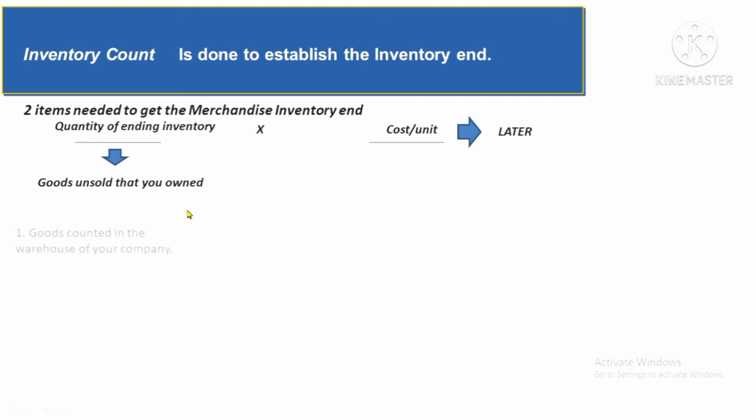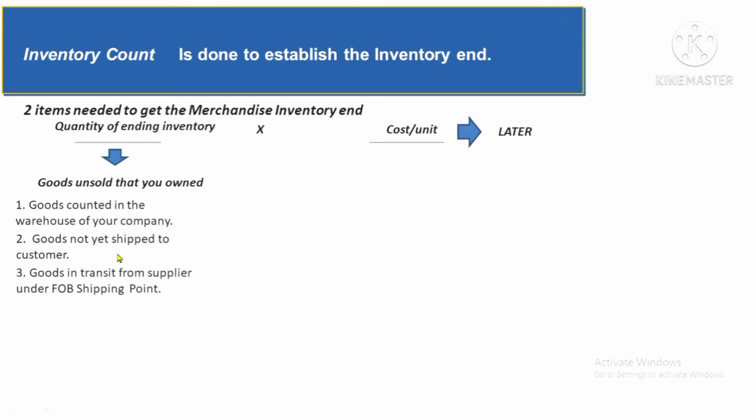Number 1, we have the goods that are counted in your warehouse. Number 2, the goods that are not in the warehouse already but are still the property of your company, like for example, those that are in the shipping area or packaging area already. Those must still be included in your company's inventories. Number 3, you also need to include goods which are still in transit from your supplier under the terms FOB shipping point. And remember, if the problem is silent, the shipping terms to be assumed is FOB shipping point.